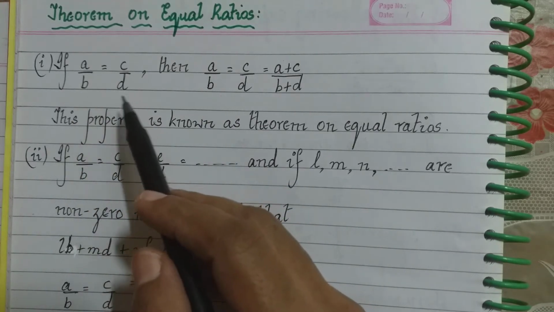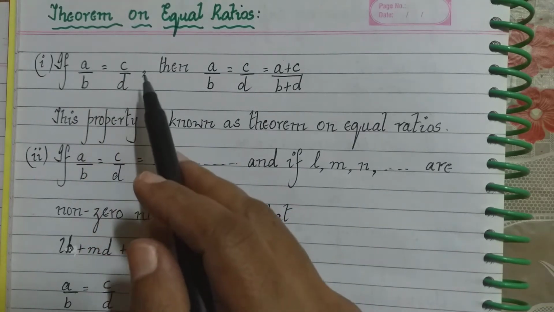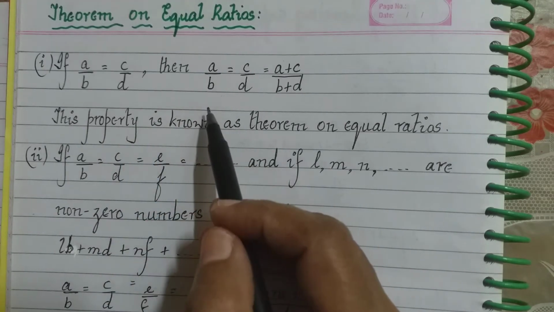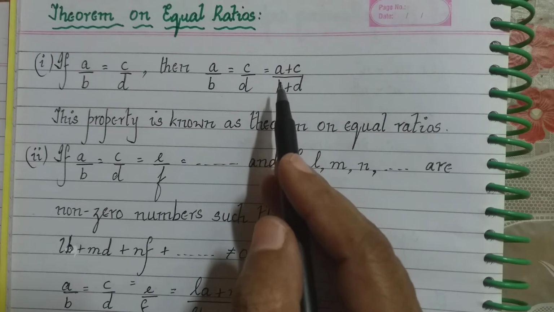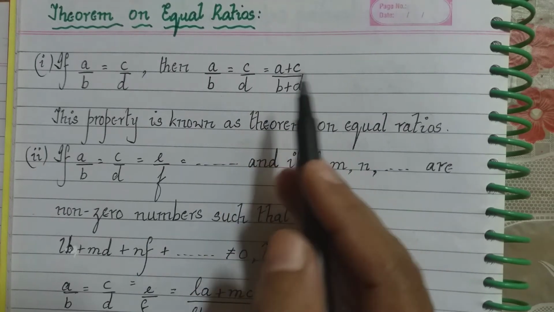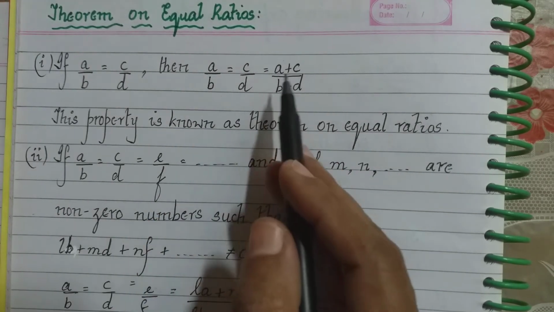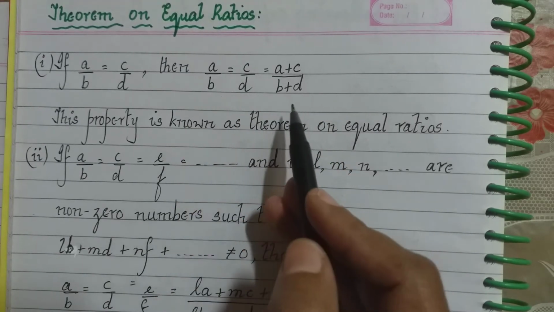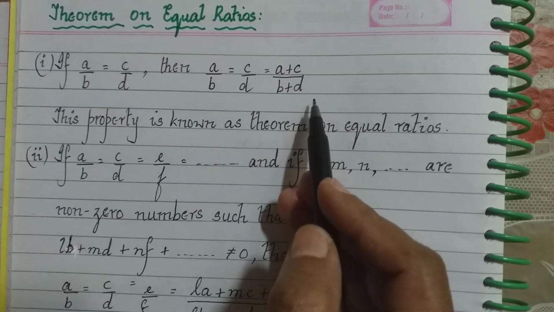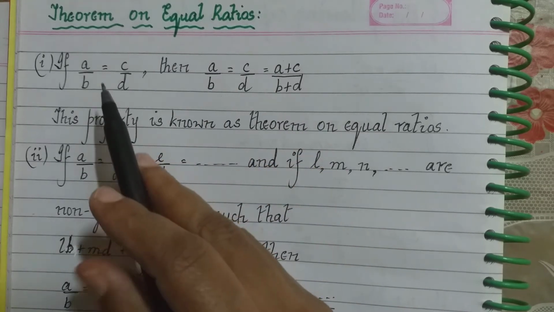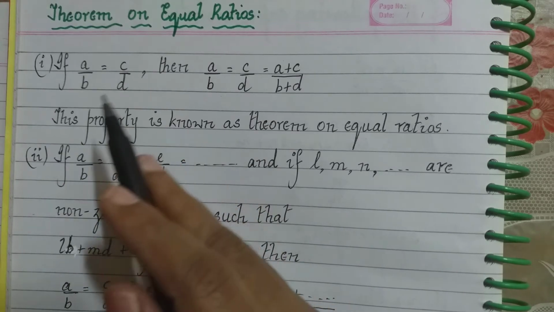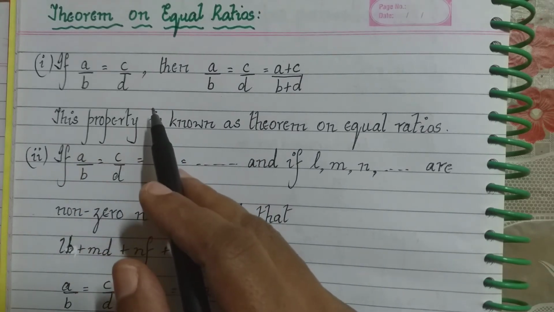What does it state? If A by B equal to C by D, then A by B equal to C by D is equal to, adding the numerators, it will be A plus C. Adding the denominators, it will be B plus D. So, A by B equal to C by D equal to A plus C upon B plus D.